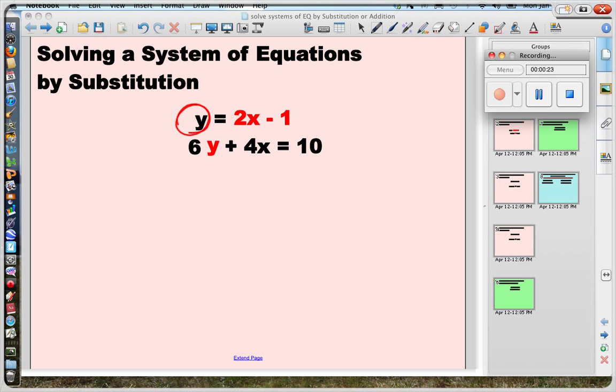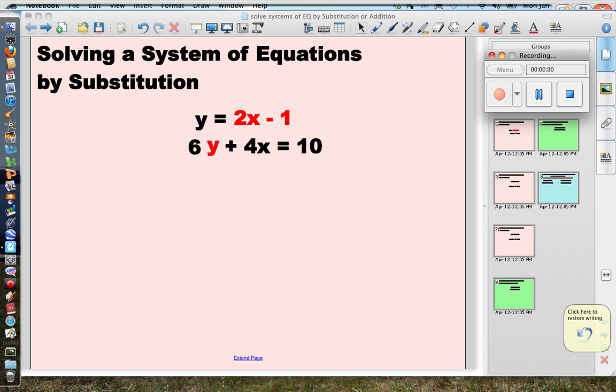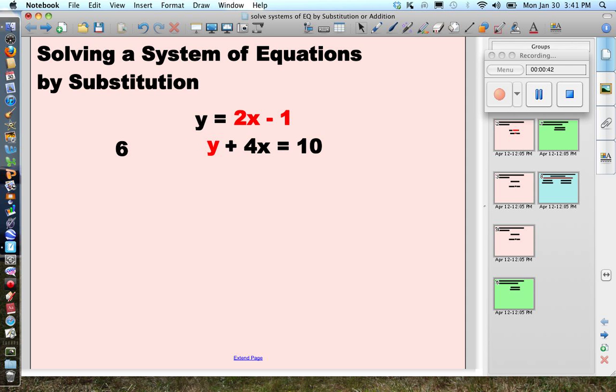So in the first equation up here, the 2x minus 1 is equal to y. I don't know what y is, but I do know that it's equal to 2x minus 1. So now in the other equation, I'm going to substitute the y. So see this y here? I'm going to take this y out because I know that it's equal to 2x minus 1, because that's what the first equation says. Now, it used to be 6 times y.